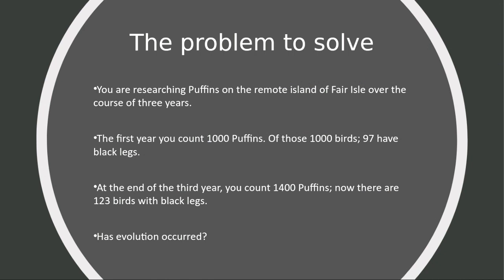So the problem we need to solve. You are researching puffins on the remote island of Fair Isle over the course of 3 years. In the first year, you count 1,000 puffins. And of those 1,000 birds, 97 have black legs. And that means all the rest have orange legs. At the end of the third year, you count 1,400 puffins with 123 birds with black legs. And your question is going to be, has evolution occurred?